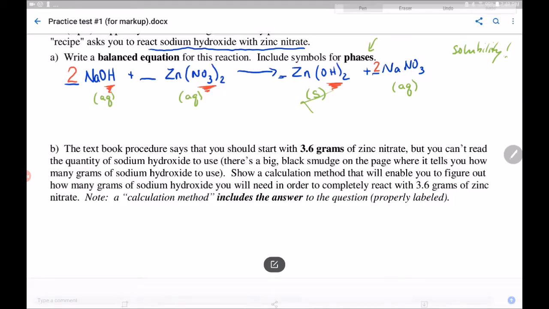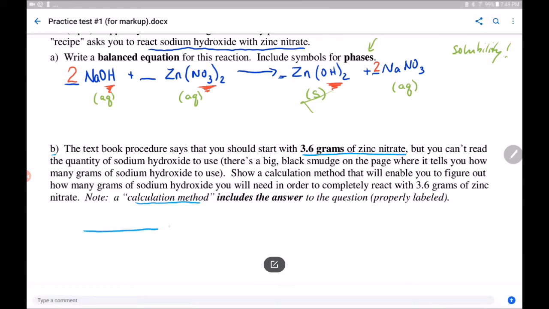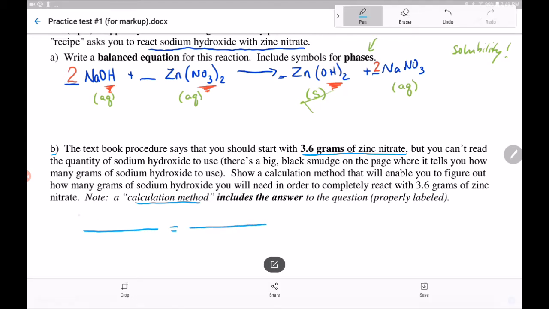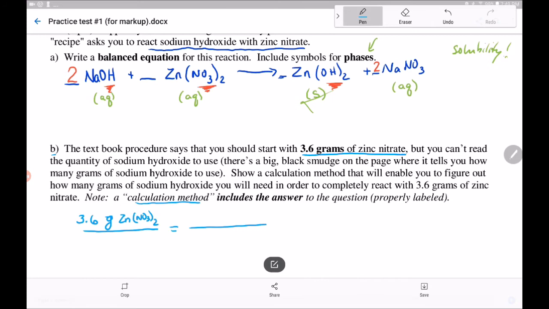All right, it's 14b. This is a mathematics problem. You should see here a value that has a label, zinc nitrate, and a mass, 3.6 grams. So the calculation method I'm going to show you is a proportion. I will start with the given information, 3.6 grams of zinc nitrate. I'm labeling fully. I expect you to label fully on your test.